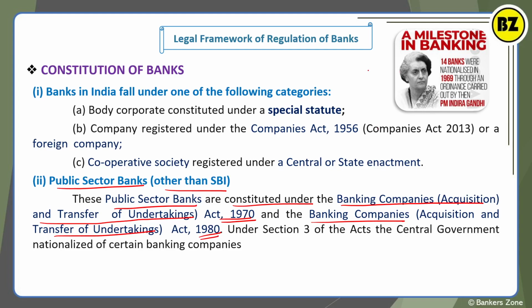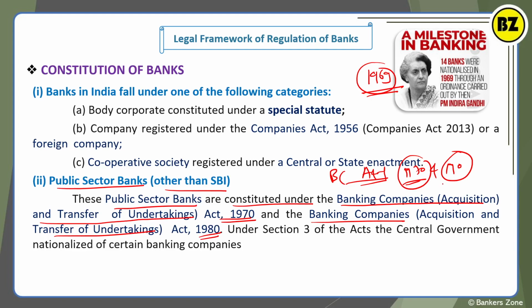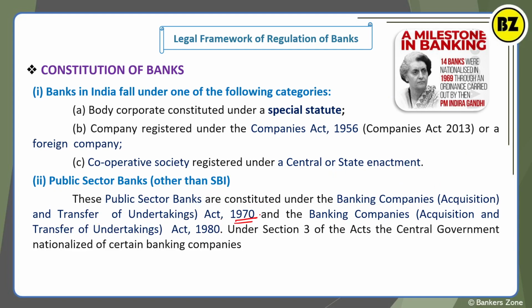See, in 1969 the bank nationalization was announced. So it had to be supported by some legal backup. That's why two acts were enacted in the parliament. First is the Banking Companies Acquisition and Transfer of Undertaking Act, 1970 and 1980, because bank nationalization happened two times. That's why the two acts are there.